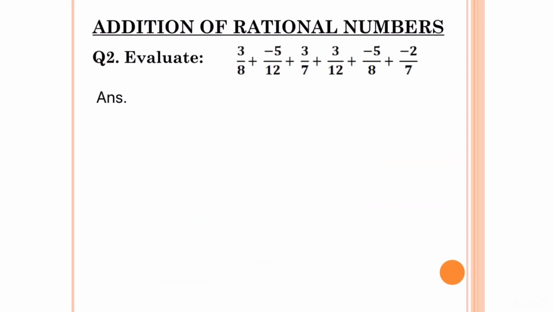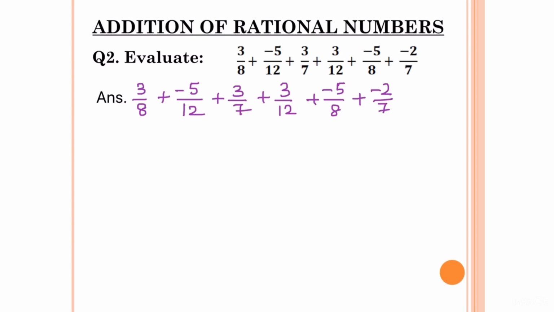Next question, evaluate. 3 by 8 plus of minus 5 by 12 plus 3 by 7 plus 3 by 12 plus of minus 5 by 8 plus of minus 2 by 7. In this question, first I will group the rational numbers having the same denominators, 3 by 8 and minus 5 by 8.